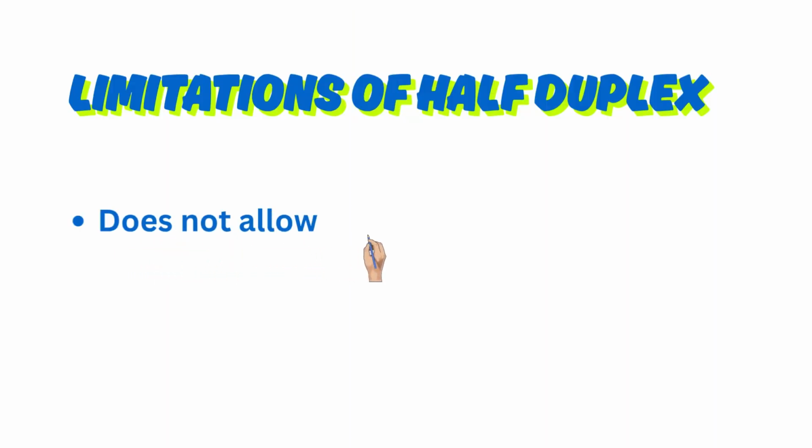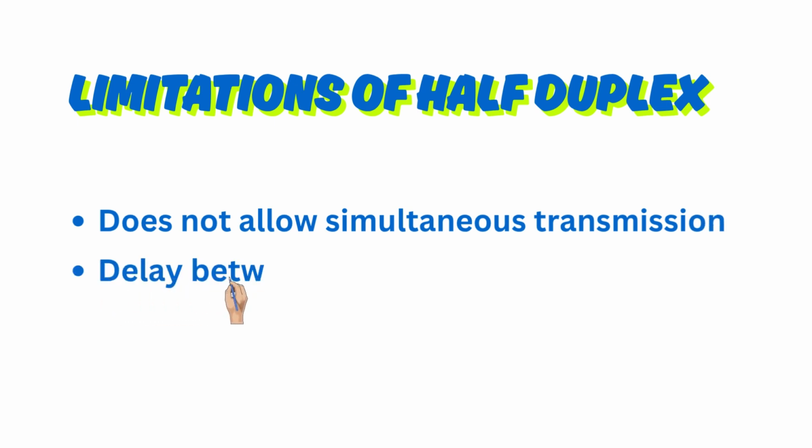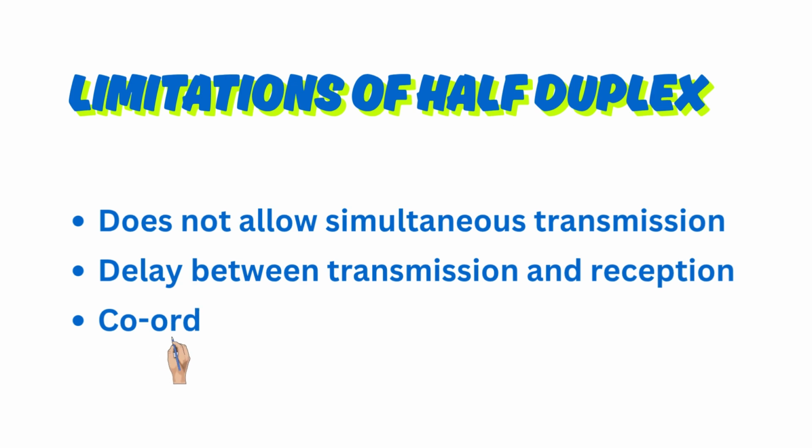The half-duplex mode of communication is also not free from certain limitations, like it doesn't allow simultaneous transmission. There is also a delay between the transmission and reception of a message, and similarly, proper coordination is required for the devices to communicate with each other.